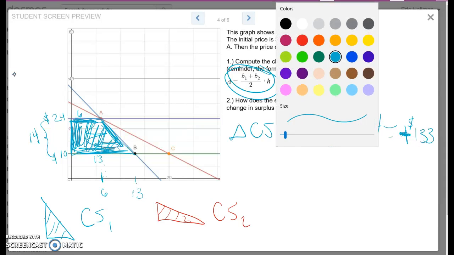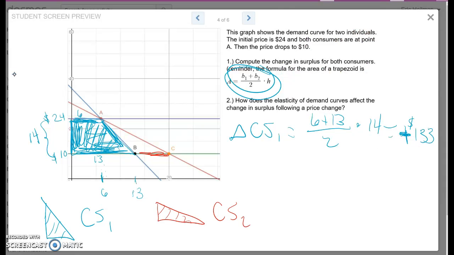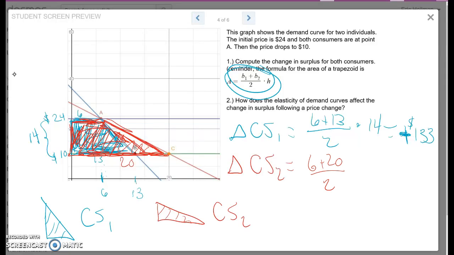Now the change in surplus for the red consumer, who ends up going up to consume 20 units when the price drops, is this whole trapezoid. Everything is the same except for the bottom base for the second consumer. So (6 plus 20) over 2 times 14. Their surplus goes up by $182.